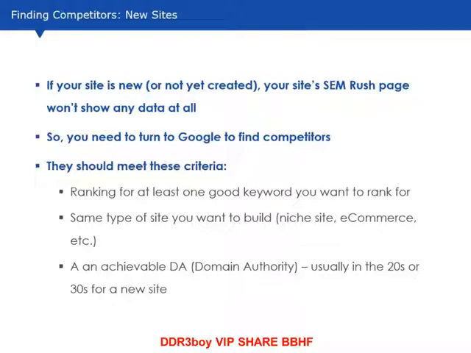It's the same type of site that you want to build, whether that's a niche site, an e-commerce site, or something else. And it has an achievable domain authority, ideally, usually in the 20s or 30s for a new site, meaning you don't want to look at all the keywords for extremely competitive websites. You want to find something that is newer or that is less authoritative and try to target similar keywords to what they're targeting, just because you're more likely to achieve that.